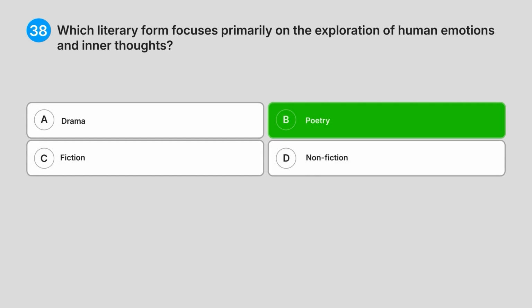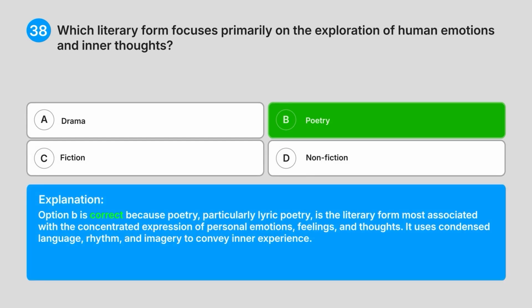Correct answer, B, poetry. Explanation. Option B is correct because poetry, particularly lyric poetry, is the literary form most associated with the concentrated expression of personal emotions, feelings and thoughts. It uses condensed language, rhythm and imagery to convey inner experience.